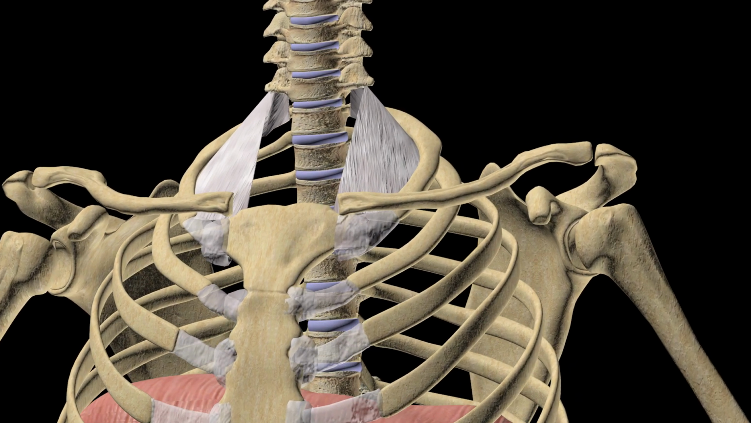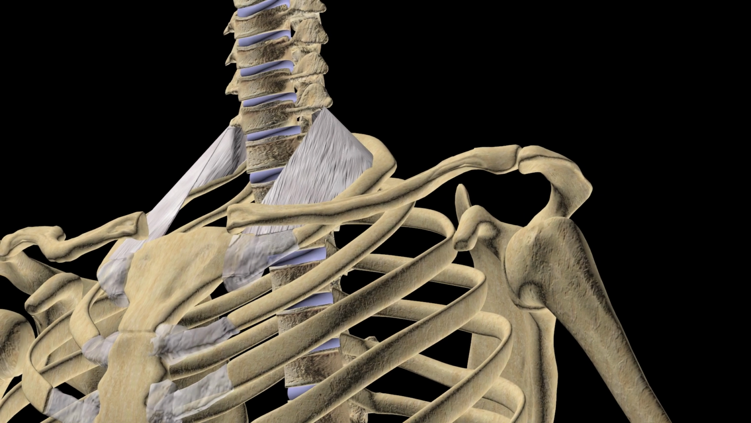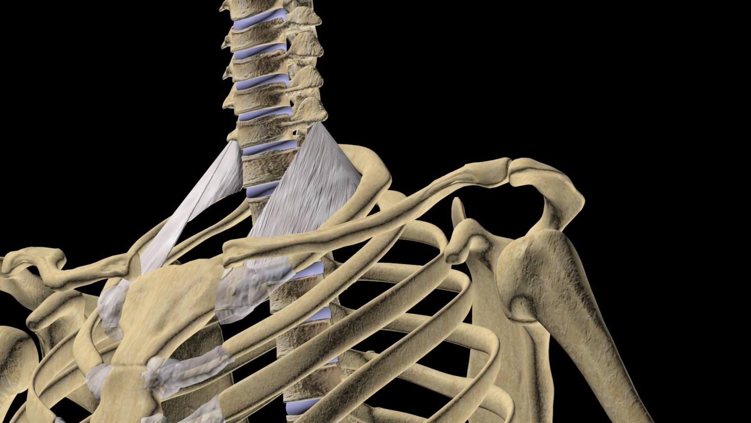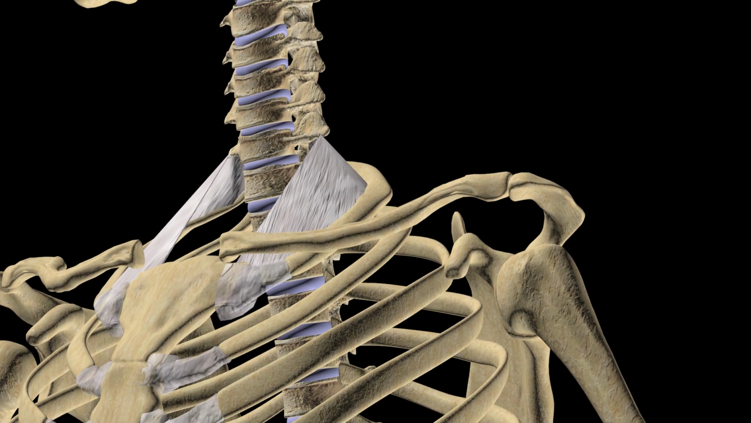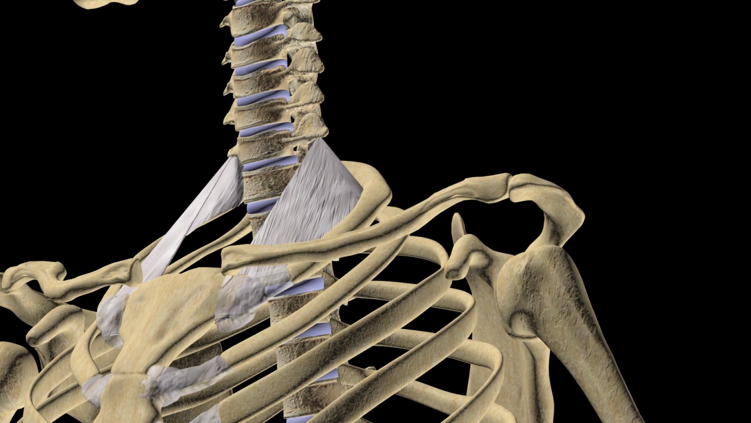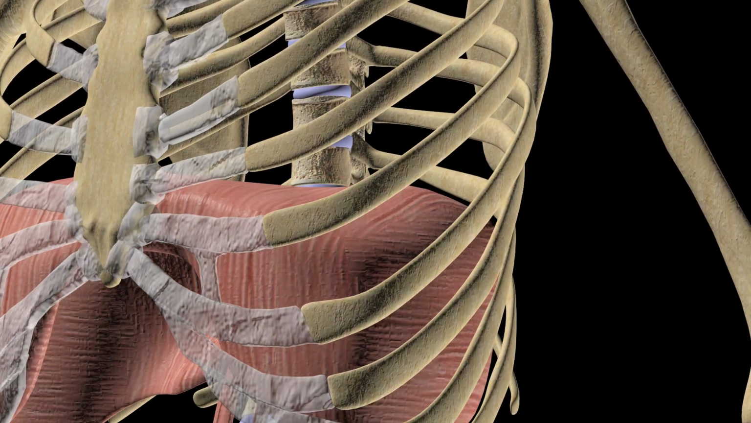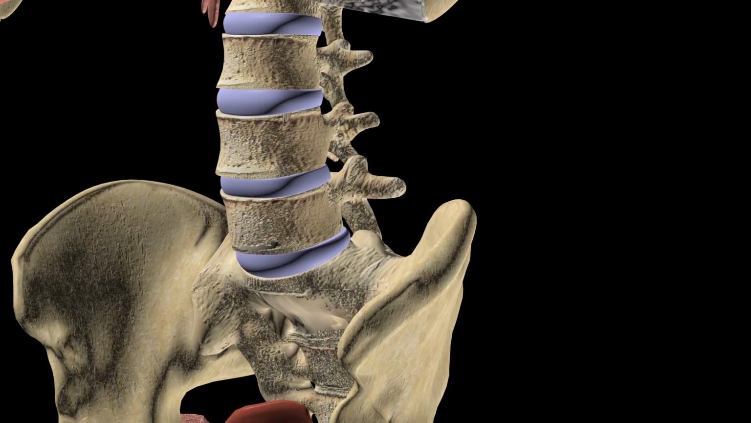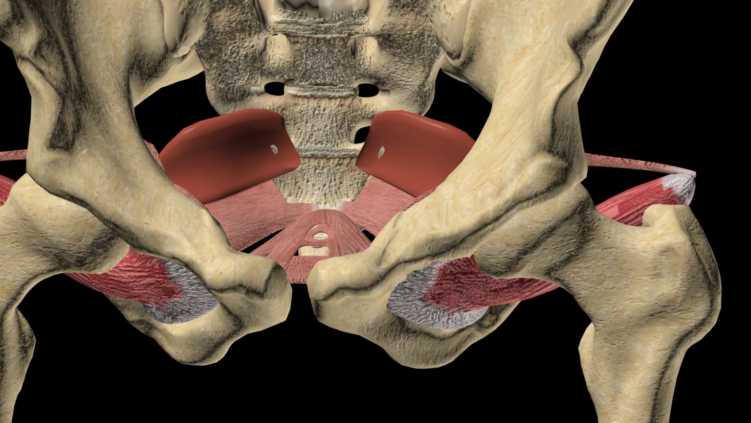The next is the cervical fascia, which attaches to the first rib and forms a diaphragm at the top of the thoraco-abdominal cylinder. The pelvic diaphragm must work in unison and parallel to the thoracic diaphragm.